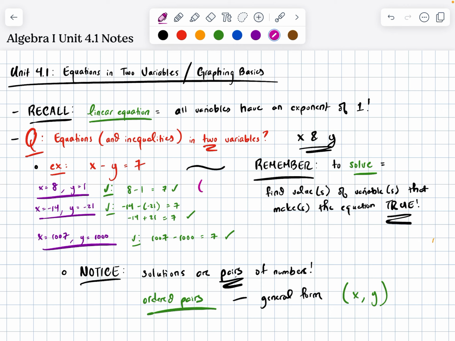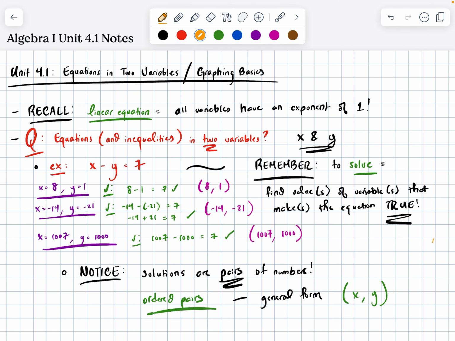Alrighty, let's do it. Well, by convention, the x number goes first, followed by the y number. So I take the 8 and then write the 1 after, separated by a comma with parentheses around. Here I had x was negative 14, so negative 14 will come first, followed by the y, which is negative 21, end in parentheses. And then finally I had parentheses, 1,007 for our x value, followed by 1,000 for our y value.